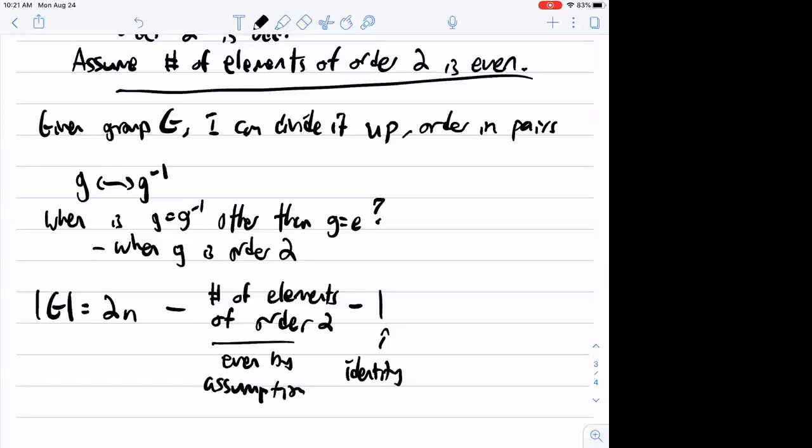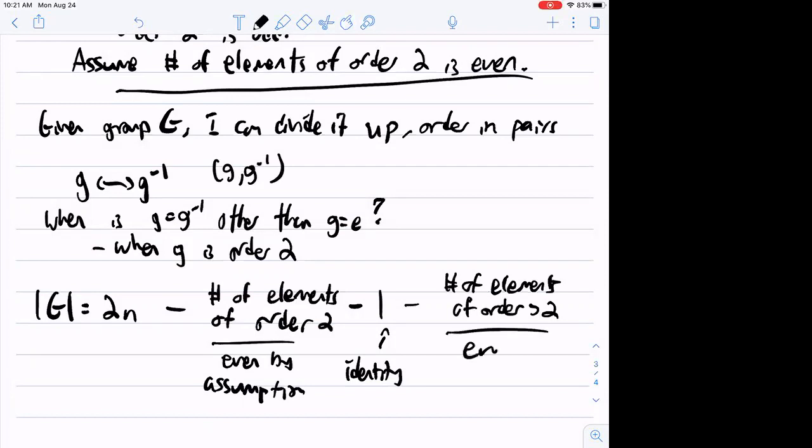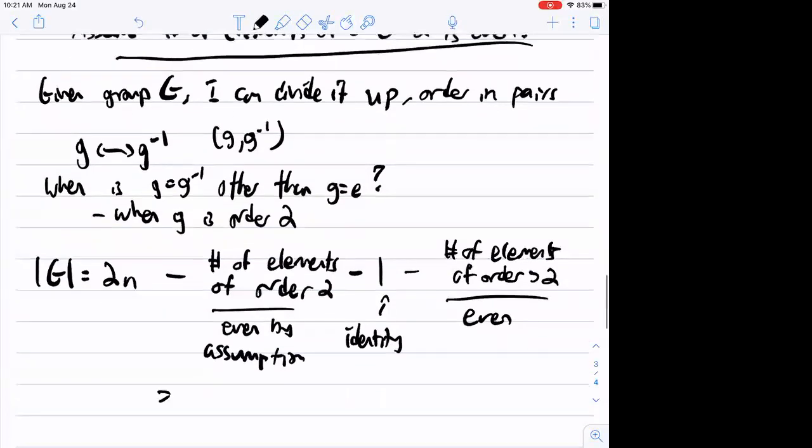And then the rest are not order 1, not order 2. So they're pairs, right? I'm grouping them in pairs. So this is the number of elements of order bigger than 2. And these are in pairs, right? So this is even. And that's all I have, right? I should get 0, because that's all the elements G can possibly have.